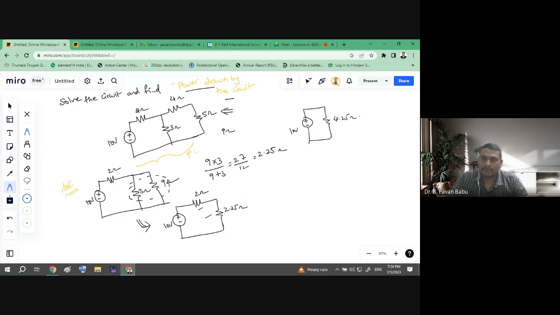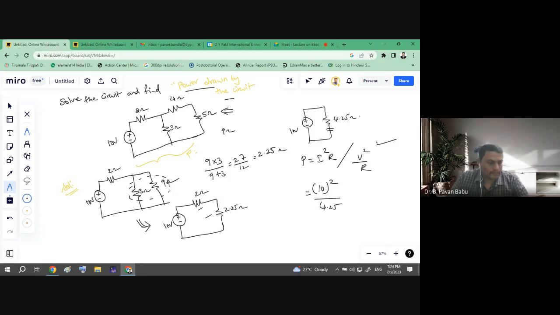Okay, so what they have asked is the power drawn by the circuit. So for a resistor, what is the power drawn? P equal to I square R. Then we don't know the I value, right? Or else we can use the formula V square by R, so that we will use right now. So the supply voltage is 10 whole square by the resistance 4.25.